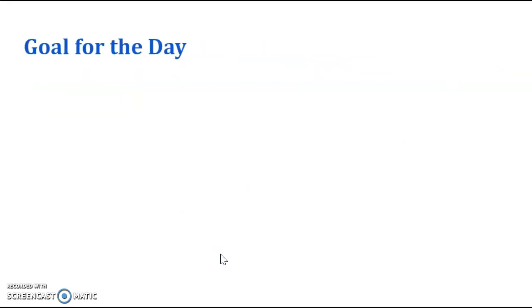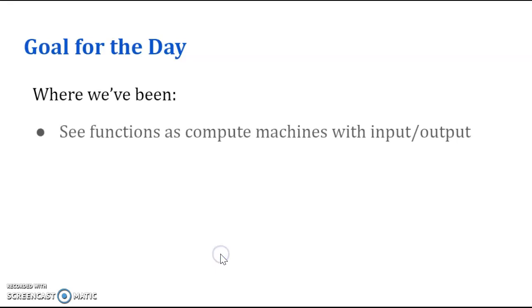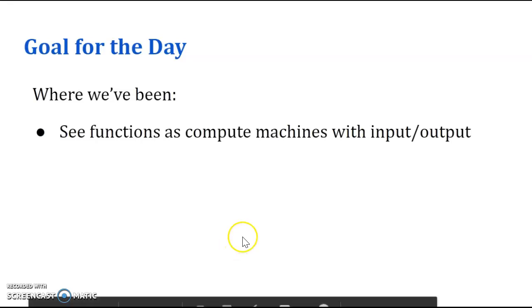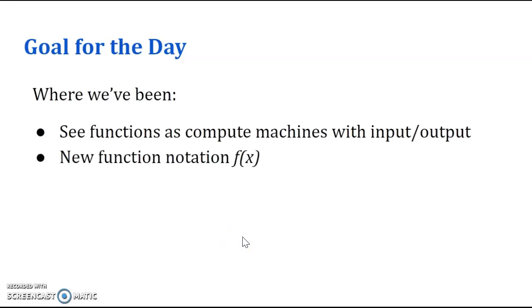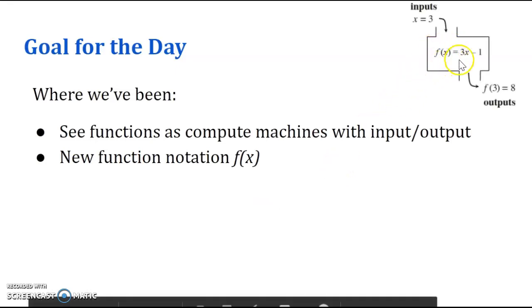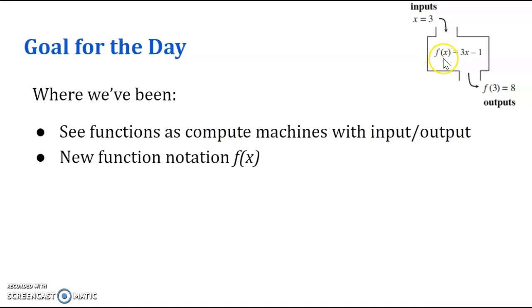All right, what are we doing today? Well, where have we been? We've talked about functions as function machines with input and output, and we've also learned the new function notation f of x. You can see in this function machine we are starting to use f of x to indicate what the output is. This is a function rule, and the input was x equal to 3, so we can represent the output as f of 3 is equal to 8.